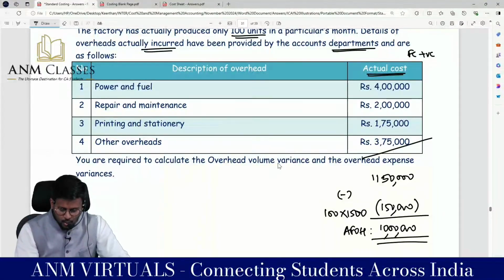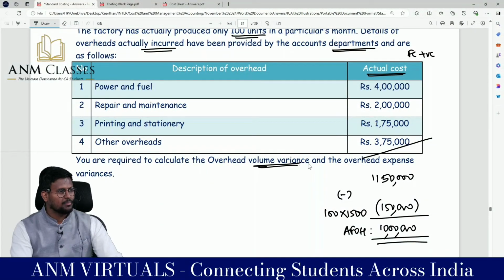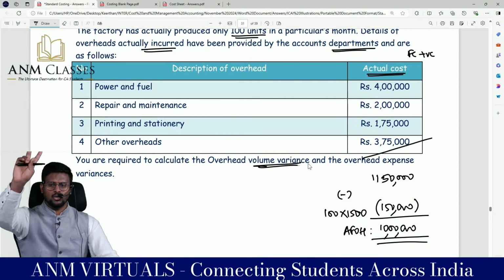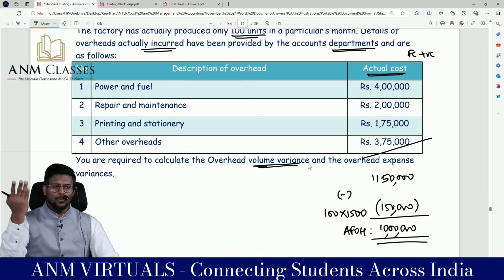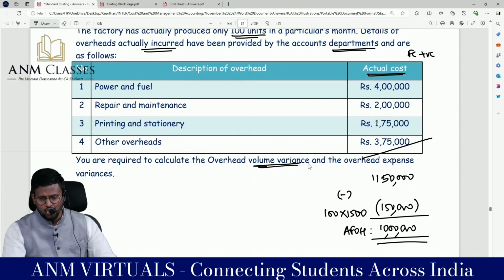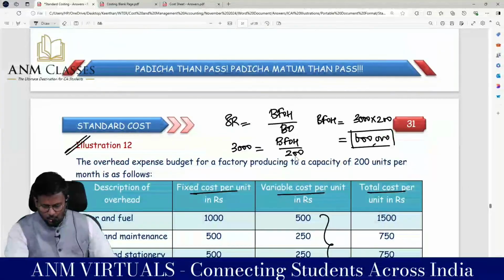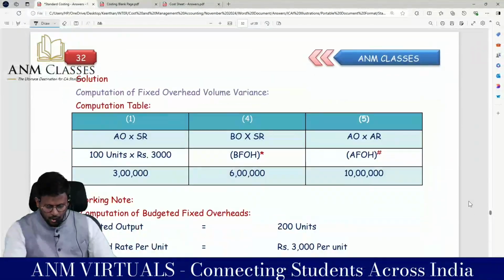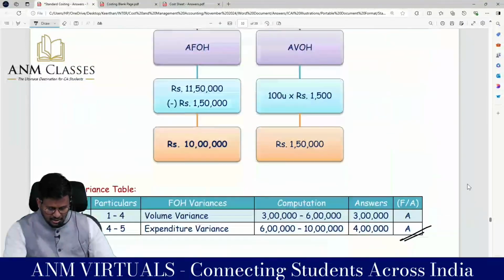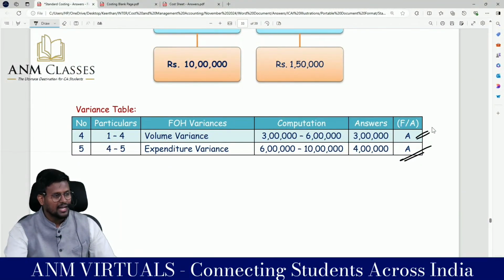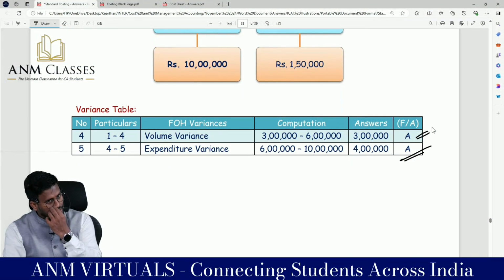You are required to calculate the overhead volume variance. My dear lovable students, how much units I thought? How much I have actually produced? So how much short? 100 into 3000. That's it. 3 lakh adverse should be the volume variance. Should be the answer. Look at it. Volume variance is 3 lakh adverse. Question comes to an end.